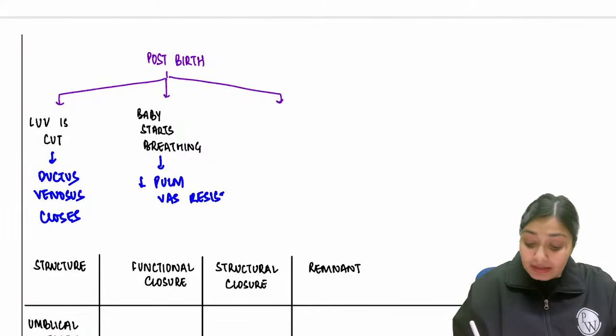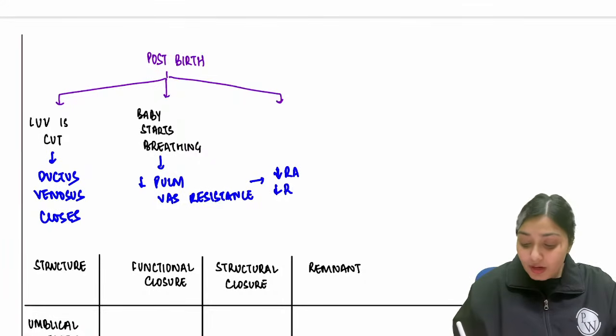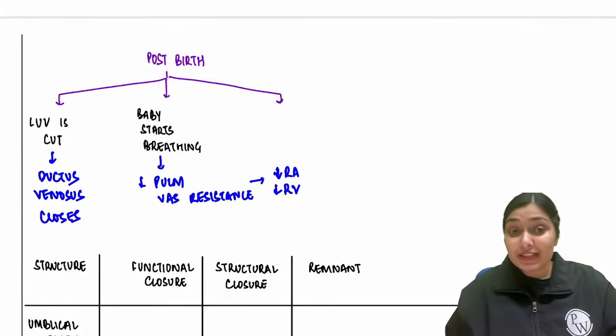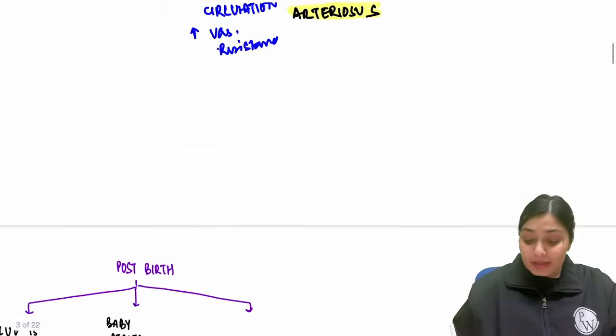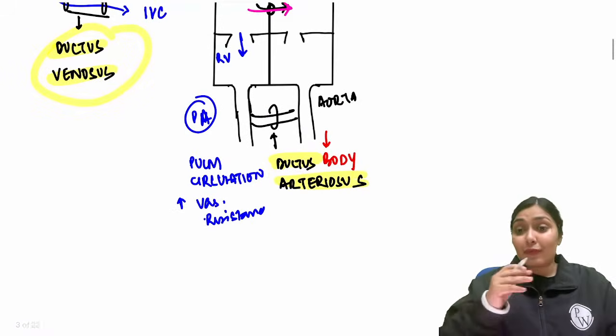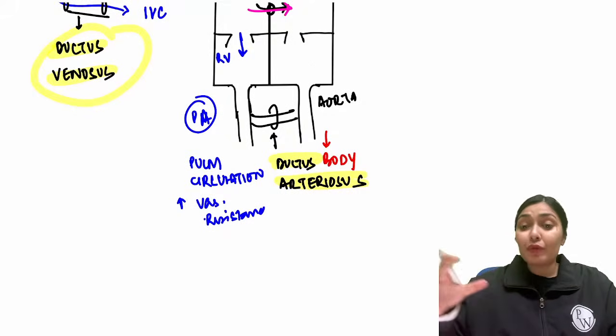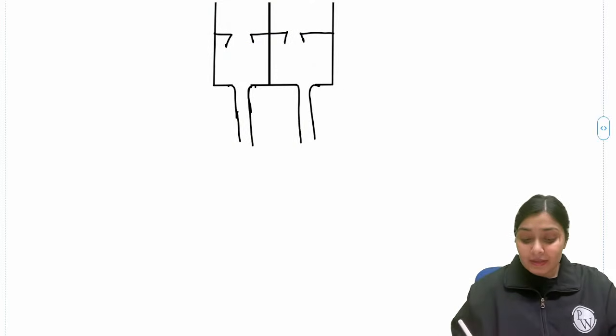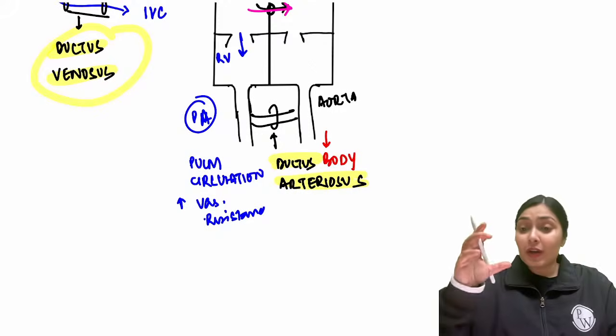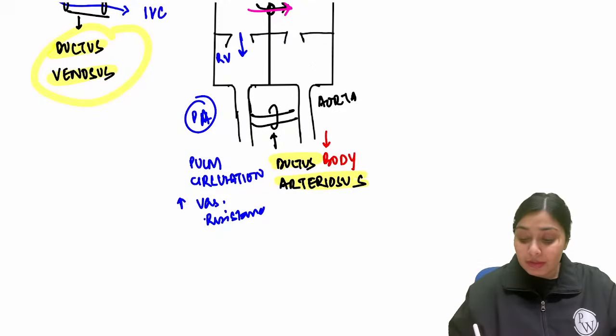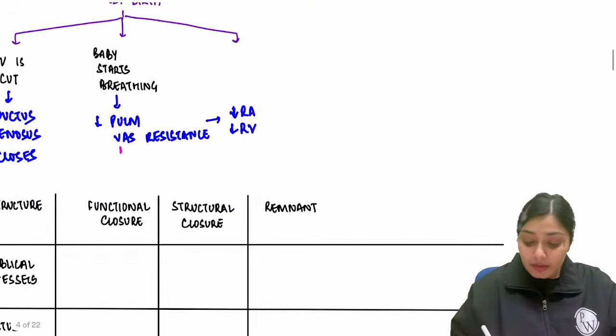That means the right-sided pressures of the heart will decrease. RA-RV pressure will decrease. And also this ductus arteriosus, through which the blood was going from the right to the left side, now again will close because of the fall in pressure. So here again ductus arteriosus also closes.